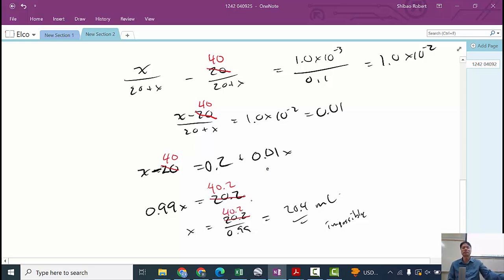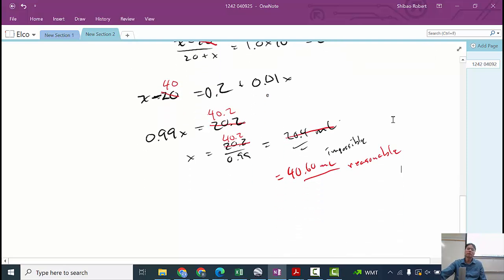So 40.2 divided by 0.99 is 40.60. Okay, now we're past the second equivalence point, and it comes out to 40.60 milliliters. This, of course, is reasonable because we expect to be past the second equivalence point, not the first equivalence point. But even though it looks reasonable, I'll still want to double check it. Now, how do I double check my answer?